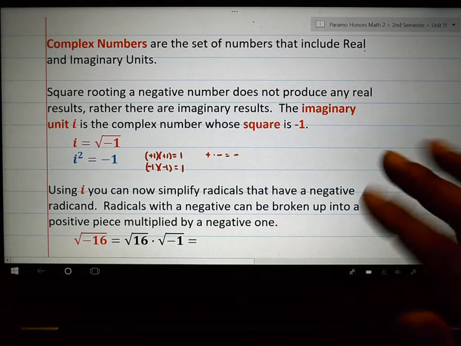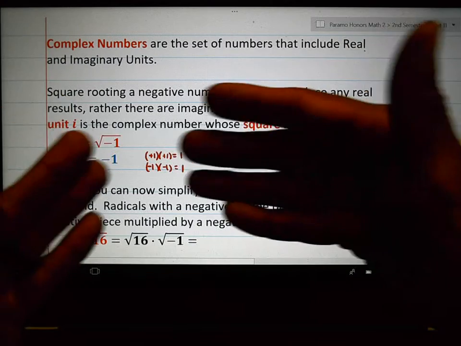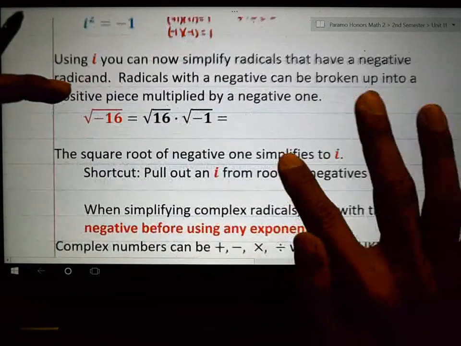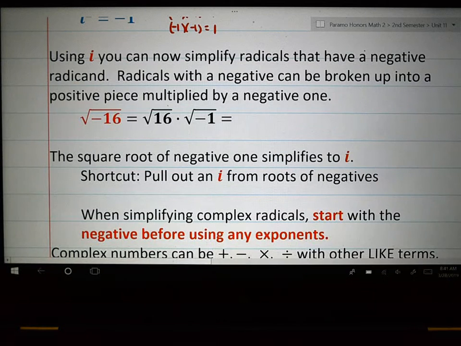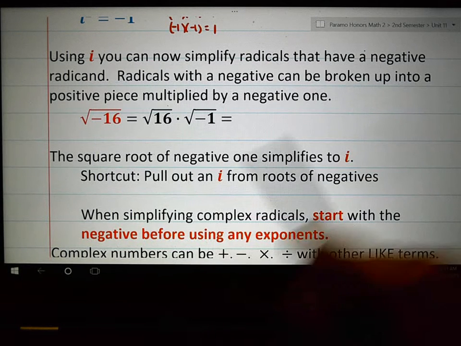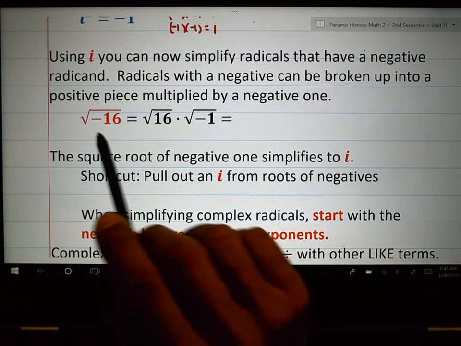So what we're going to be doing is dealing with the imaginary unit i, and what do the problems look like? Well, let's give you an example. This is the reason why I included this example in here. Using i, we can now simplify radicals to have a negative radicand.